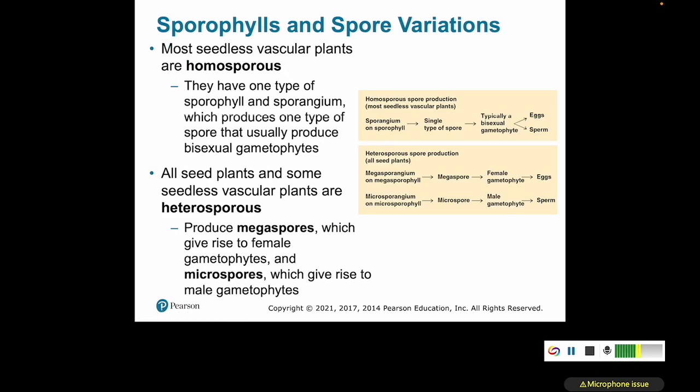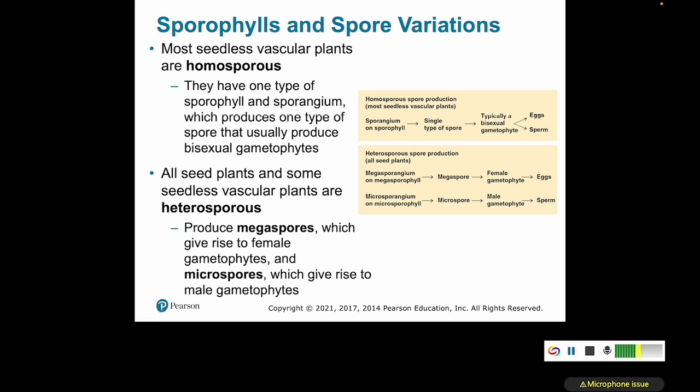Most seedless vascular plants are going to be either homosporous or heterosporous. A homosporous plant means it has one type of sporophyll, one type of sporangium, and produces one type of spore. And that one type of spore will produce bisexual gametophytes. So the sporangium on the sporophyll produces one single type of spore, produces a typically bisexual gametophyte, which produces both eggs and sperm.